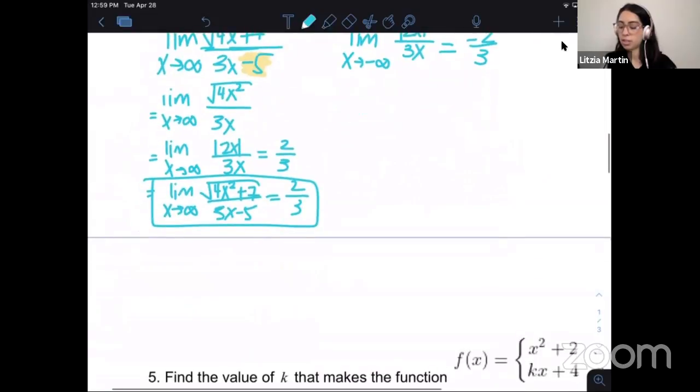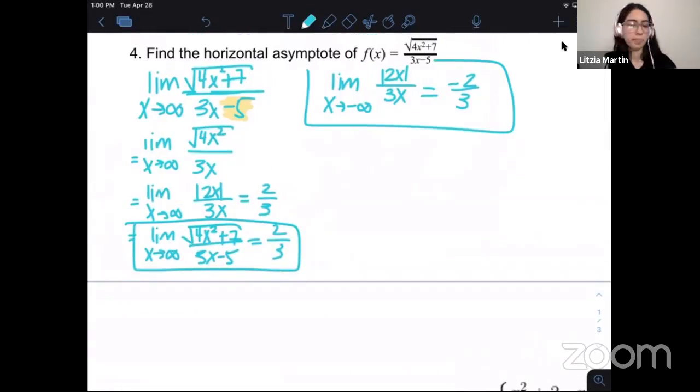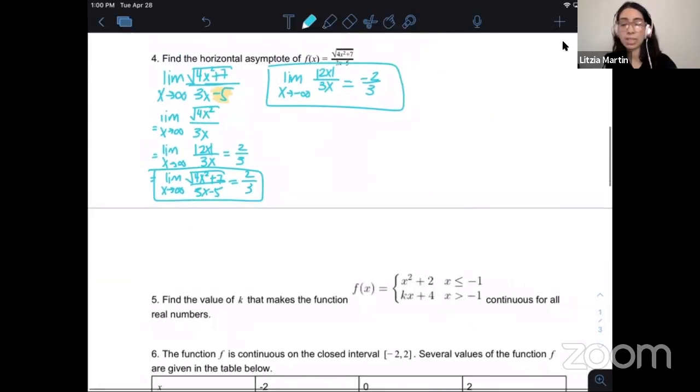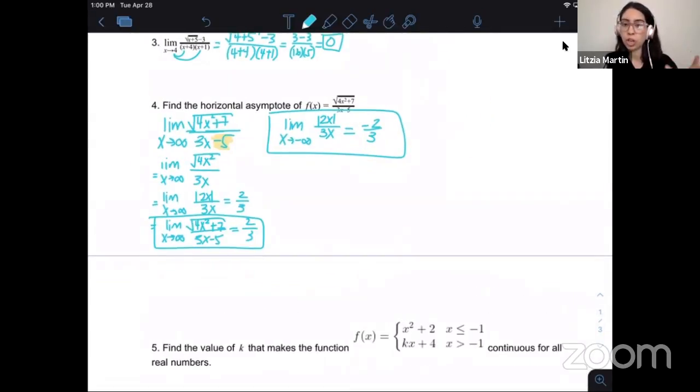All right, I can box that in as well. So the idea here, when checking for horizontal asymptotes, you want to check the limit as x approaches infinity and the limit as x approaches negative infinity. So both.